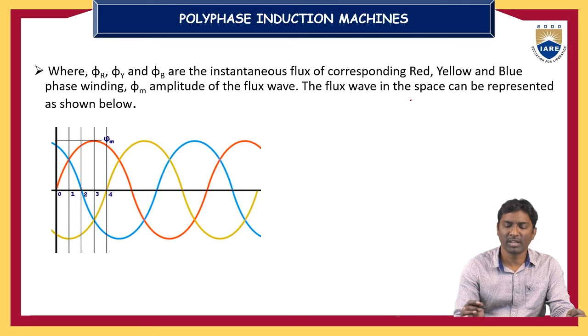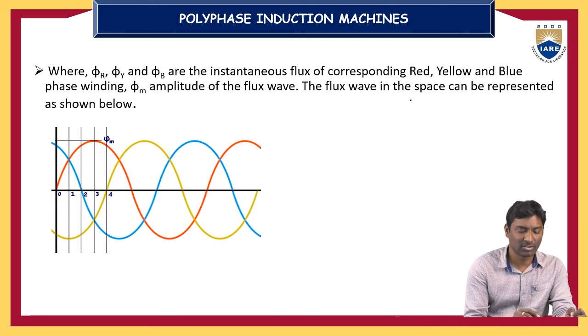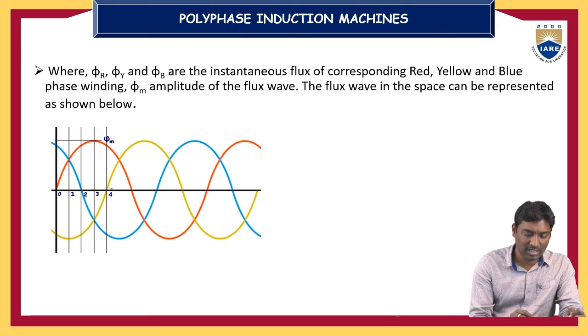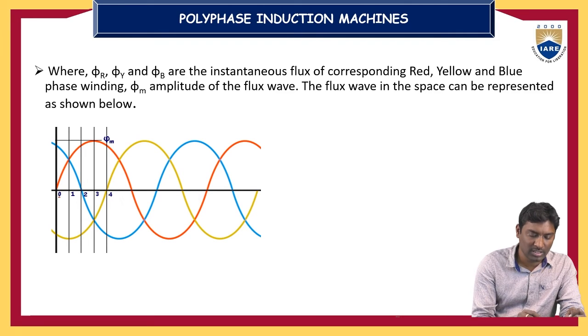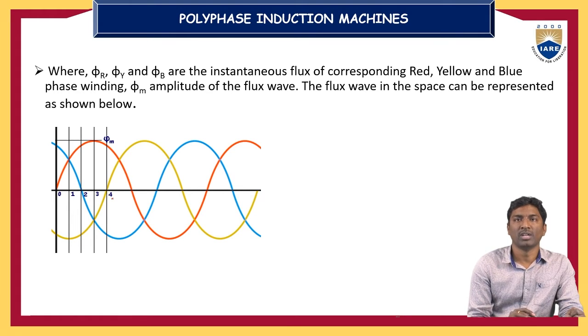The flux wave in the space can be represented like this. You can assume here, for example, we started here. So this is the 0 position. This is the first position. This is the second position. This is the third position. This is the fourth position. So at each position, I am finding the resultant flux here.